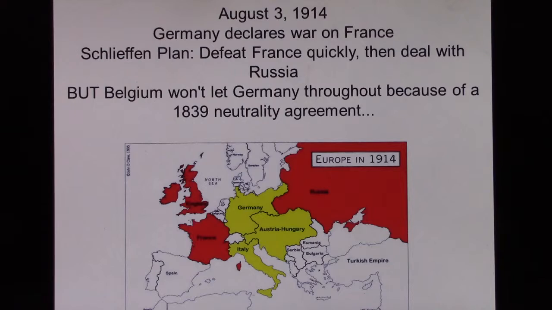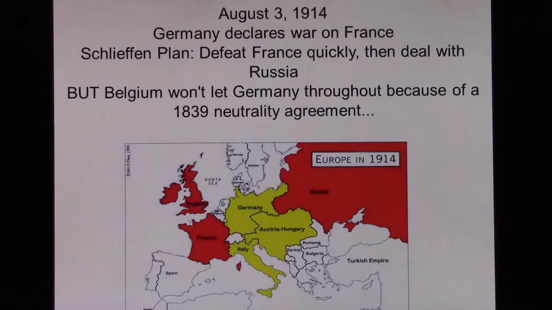Well, on August 3rd, Germany declares war on France and they invade Belgium. Belgium won't let the Germans through. They are trying to stay neutral. But England had declared that if Belgium is invaded, they are going to jump in. And so just as Otto von Bismarck had feared a two-front war for Germany, that is exactly what happens.